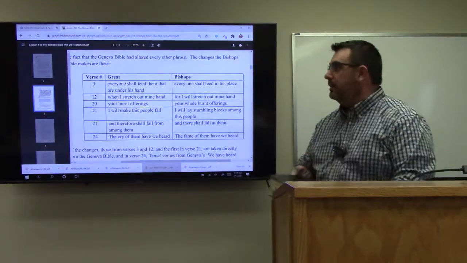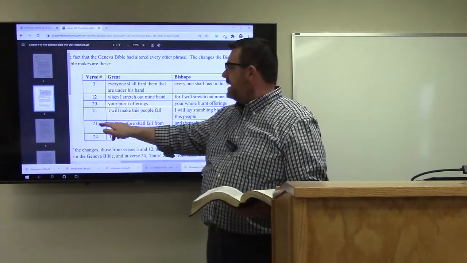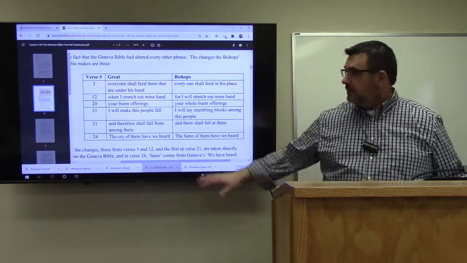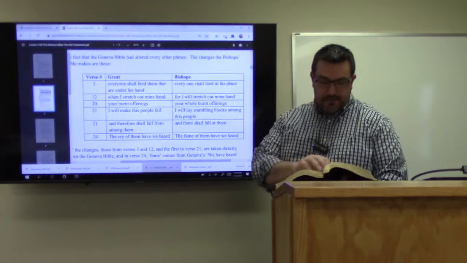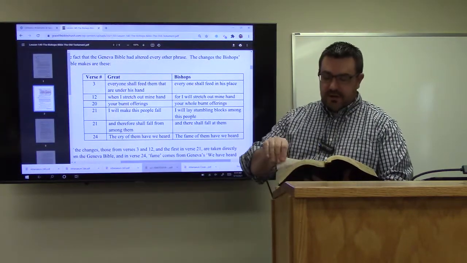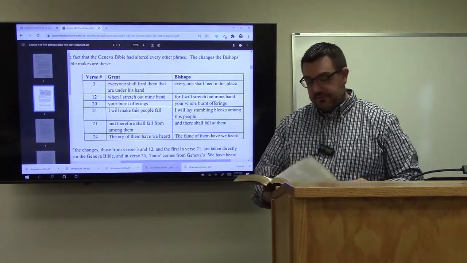Now, first thing I want to point out about this, notice there are only what? 1, 2, 3, 4, 5, 6 verses here that are listed in the table. So what does that mean? That means that for all the rest of these, if you look at Jeremiah 6, how many verses are there in Jeremiah 6? 30. There's 30 verses, okay?